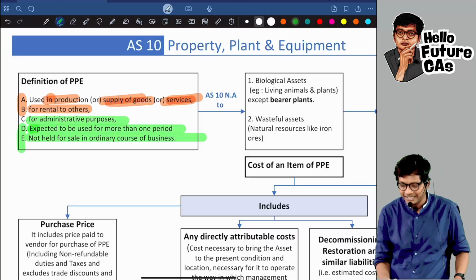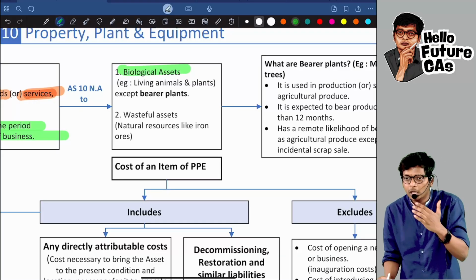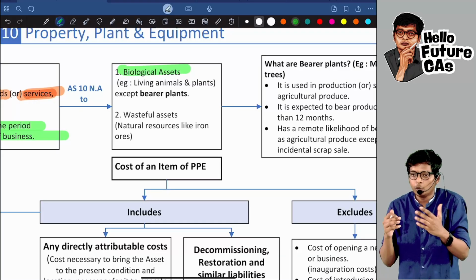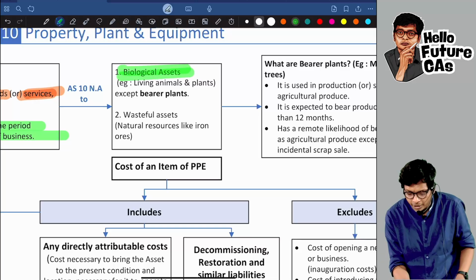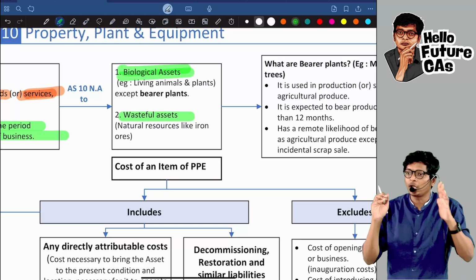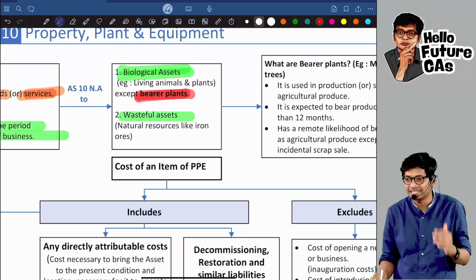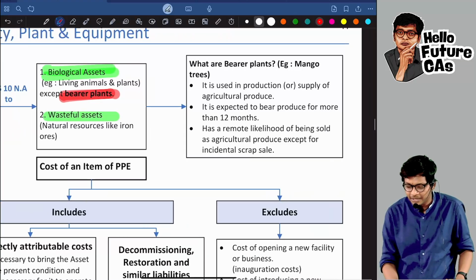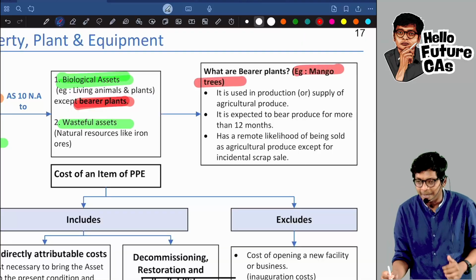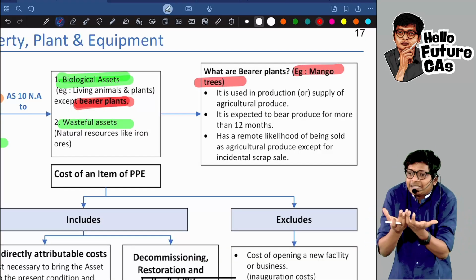Are you following, guys? Then they are saying AS10 is not applicable to biological assets like a cow. How do you value a cow, guys? How will you depreciate a cow? So biological assets and wasting assets like a KGF gold mine are not included in the value of PPE. But what is included is bearer plants. Bearer plants become PPE. Simple, take a mango tree. A mango tree is a classic example of a bearer plant. A mango tree is bearing agricultural produce.